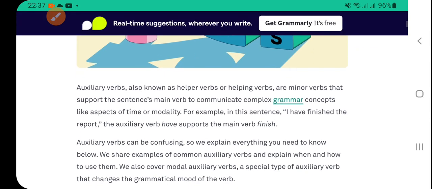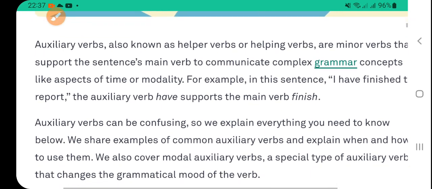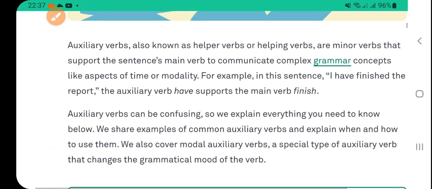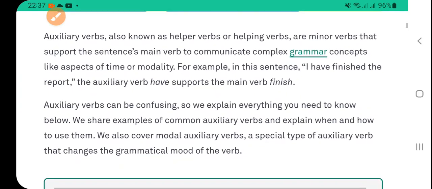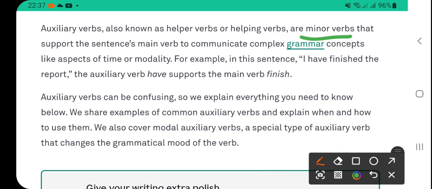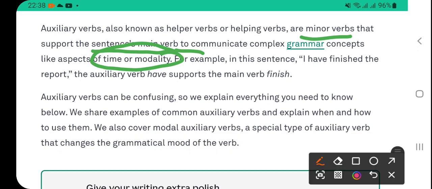So let us see what auxiliaries are. Very important topic is this. Auxiliary verbs, also known as helper verbs or helping verbs, are minor verbs that support the sentence's main verb. As I told you, these minor verbs support main verbs to communicate complex grammar concepts like aspects of time or modality. Very important is time or modality, right?